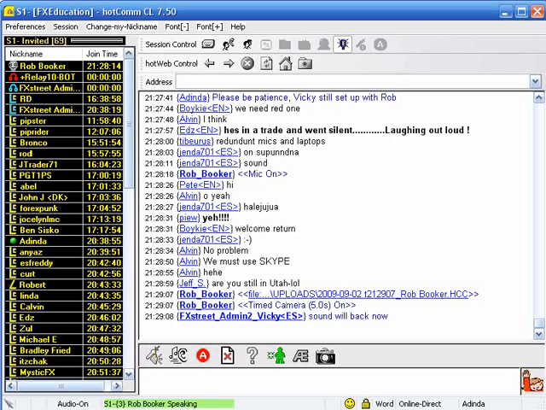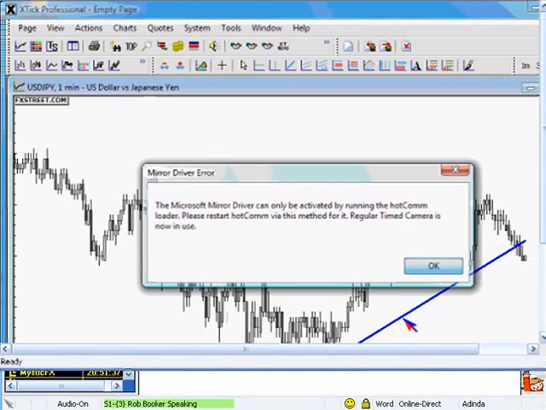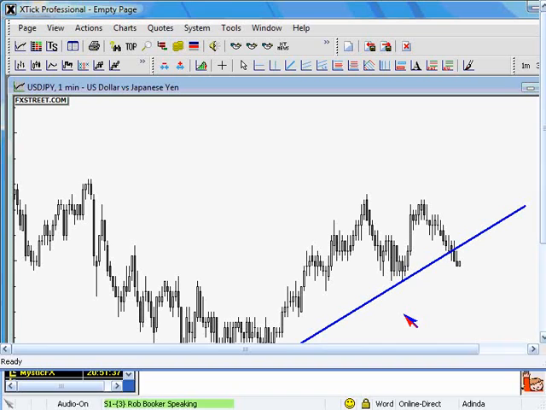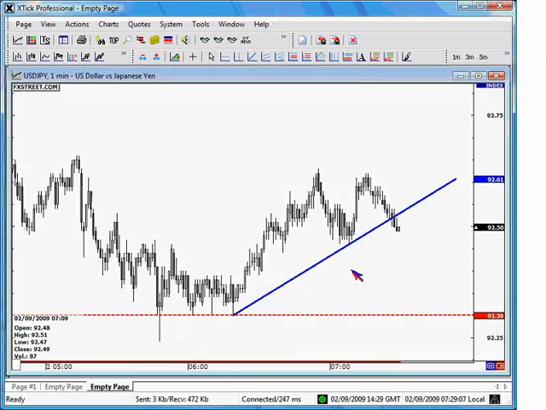Okay, so this is the US dollar Japanese yen, and when we left off and froze up, I had drawn a short-term trend line on the US dollar Japanese yen and said if it falls and closes below that level, we might see the currency pair fall to the 92.30 mark.